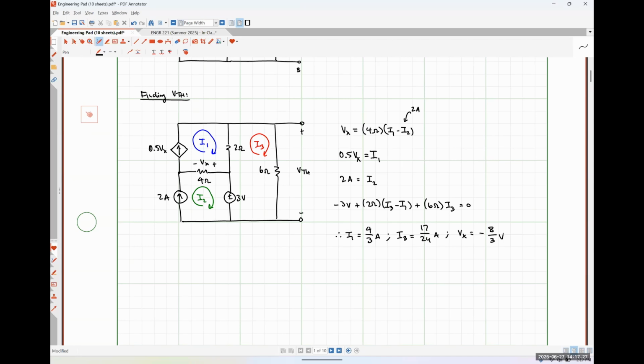So our Thevenin voltage is defined as the voltage drop across the 6 ohm resistor. So I think that VTH is just going to be 6 ohms times whatever mesh current is flowing through the 6 ohm resistor. So which mesh current is flowing through the 6 ohm resistor? I3. I3. So I'm just going to directly substitute in here 17/24.